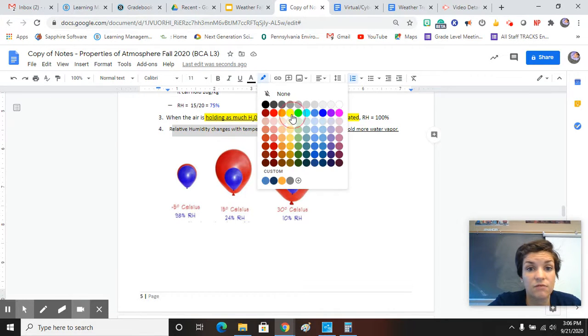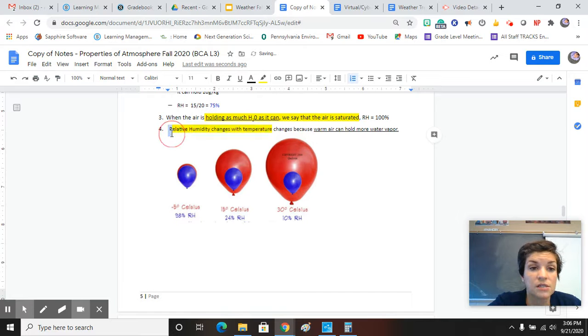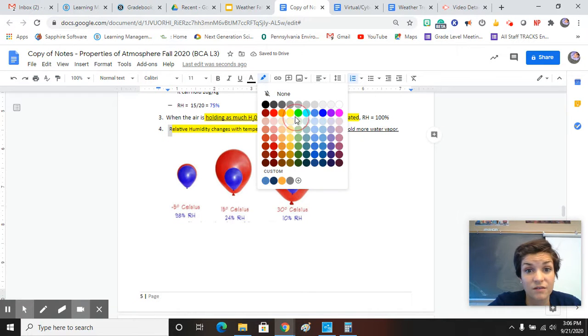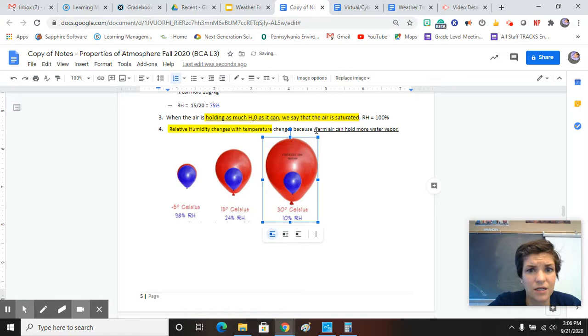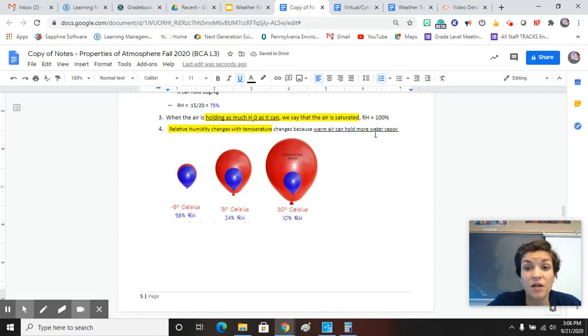Just like I said with the sponges, the same is true with air, because warm air can hold more water vapor.